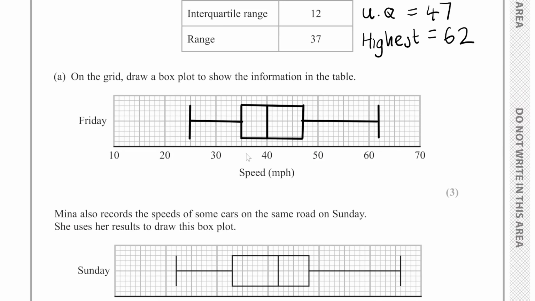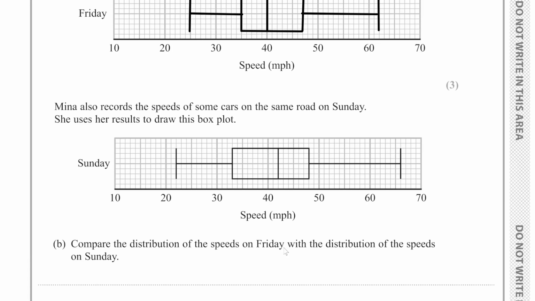Mina also records the speeds of some cars on Sunday. She uses her results to draw this box plot. Compare the distribution of the speeds on Friday with the distribution of the speeds on Sunday. So we need to compare the spread and the average.